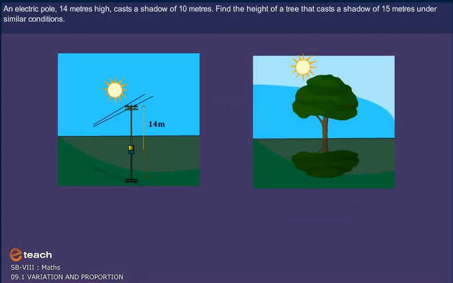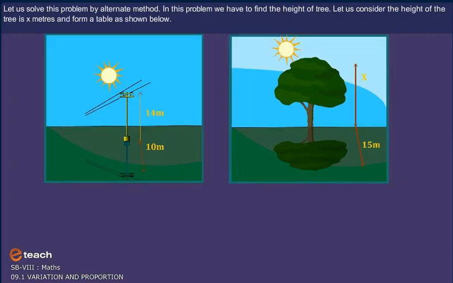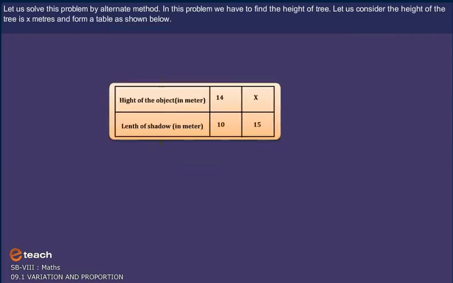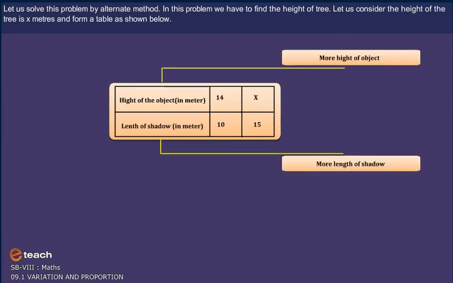An electric pole 14 meters high casts a shadow of 10 meters. Find the height of a tree that casts a shadow of 15 meters under similar conditions. Let us solve this problem by an alternate method. In this problem, student, we have to find the height of the tree. Let us consider the height of the tree is x meters and form a table as shown below.